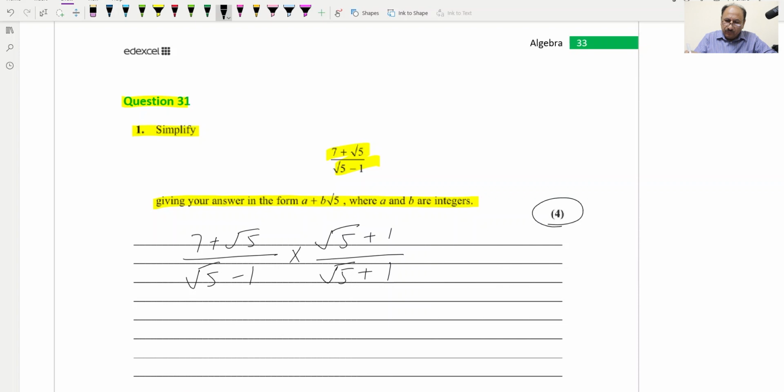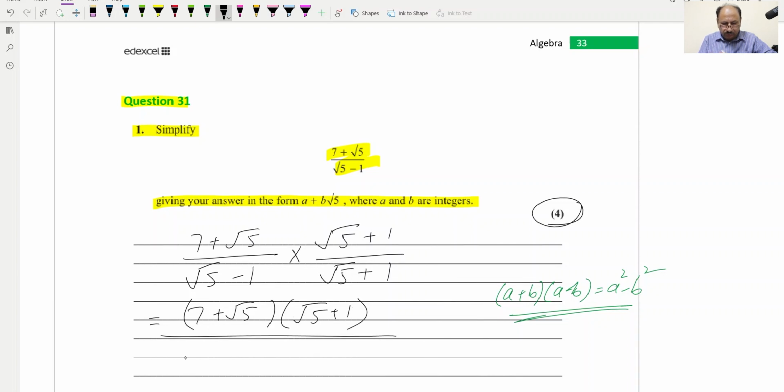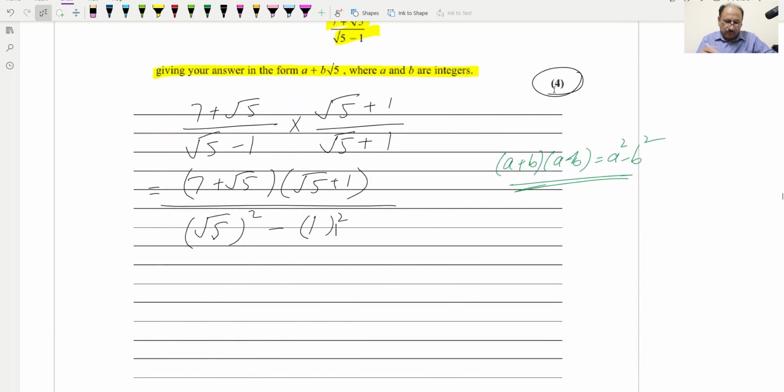And keep in mind, this is a 4-mark question. We'll have to provide all the working. So we can multiply the numerator and denominator. For the denominator, we can apply the formula (a plus b) into (a minus b) is equal to a squared minus b squared. This will be the formula. And now we can write 7 plus under root 5 multiplied by under root 5 plus 1, divided by under root 5 squared minus 1 squared.